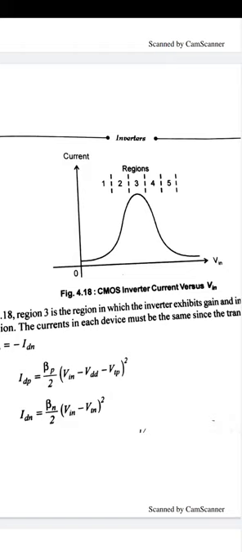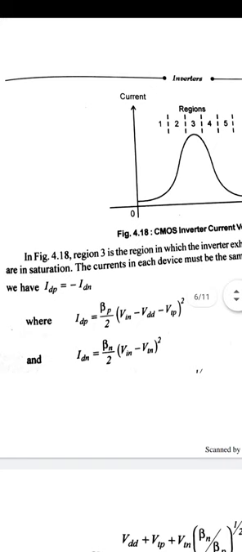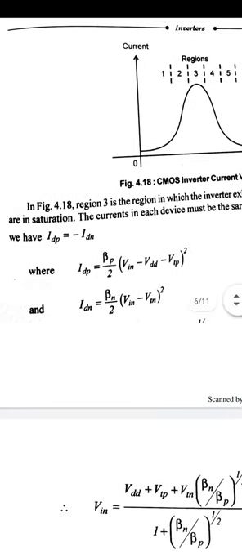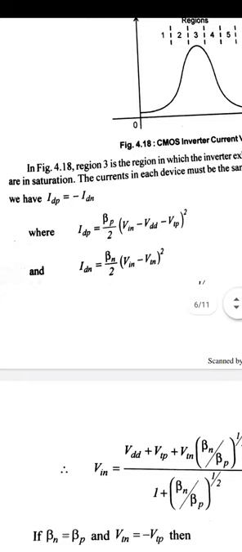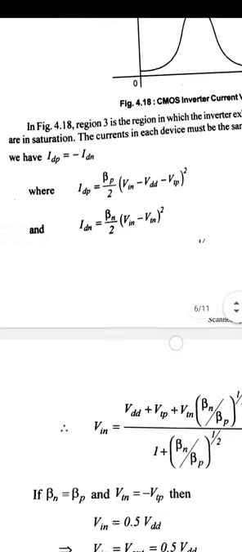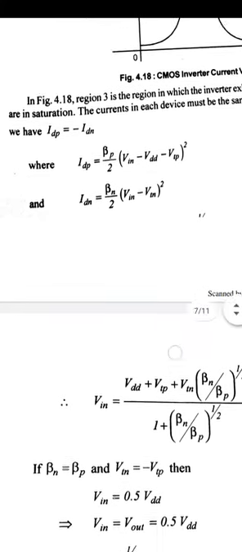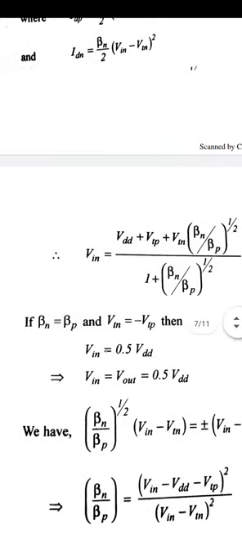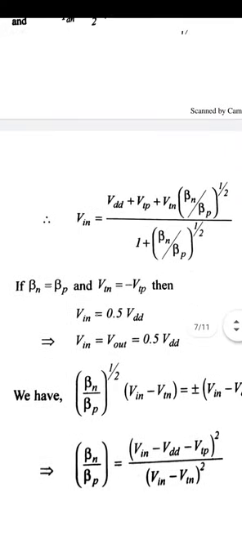In region 3, the inverter exhibits gain, and both transistors are in the saturation region. The current in each device must be the same since the transistors are in series. So the drain current of the P transistor is equal to minus the drain current of the N transistor. We put the values. Drain current of the P transistor is beta p by 2 (V input minus VDD minus V threshold voltage) whole square, and the drain current for the N transistor is beta n by 2 (V input minus V threshold voltage) whole square.